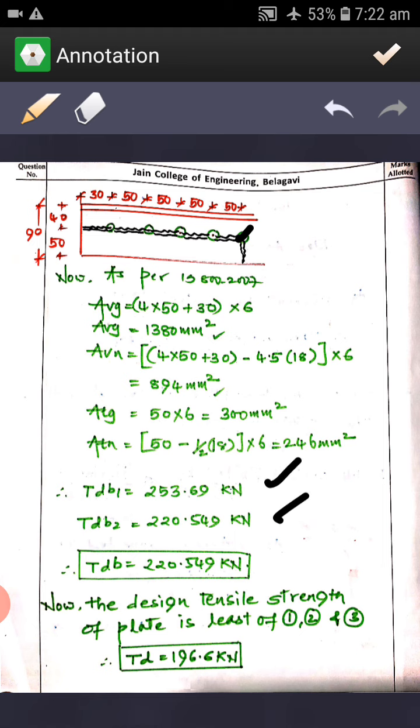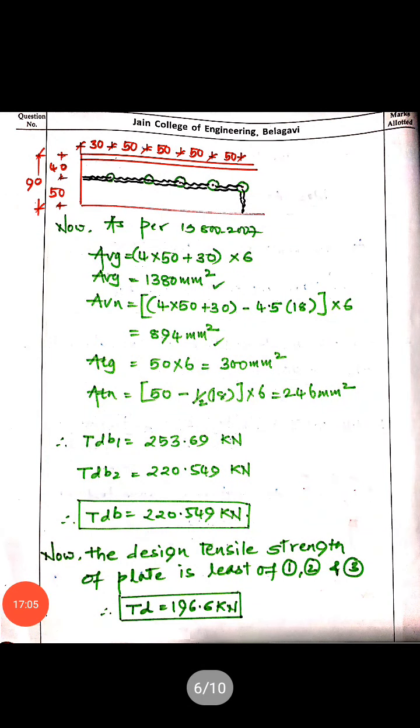So you got TDB1 and TDB2. The least of those we got is 220.549. Out of the 3 categories, yield, fracture and block shear, the least design tensile strength is 196.6 kilonewton. This angle with 5 bolts connected to the gusset plate can carry a tensile force of 196.6 kilonewton. So that is the conclusion.